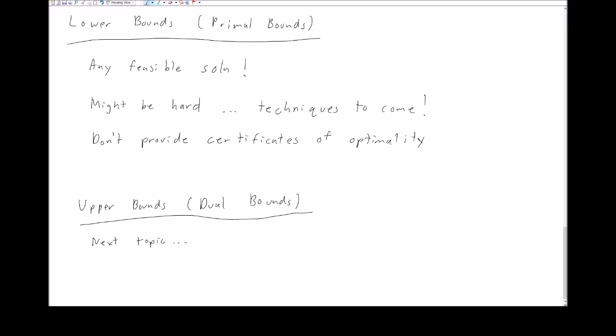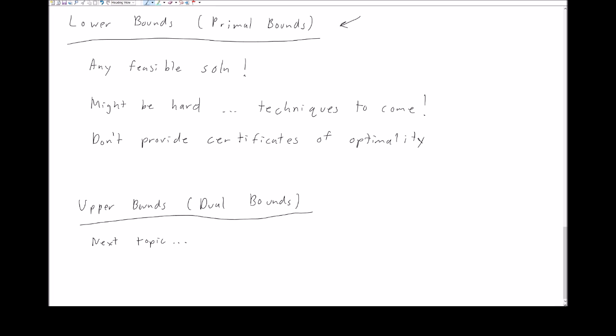So now that we know what bounds are going to be used for, in particular, certificates of optimality and stopping criteria of algorithms, let's figure out how we're going to actually get these bounds. First, let's talk about lower bounds. Lower bounds are typically called primal bounds. And really, we only have one technique to get lower bounds. Any feasible solution to our program is going to be a lower bound on the optimal solution. There's really no other technique.